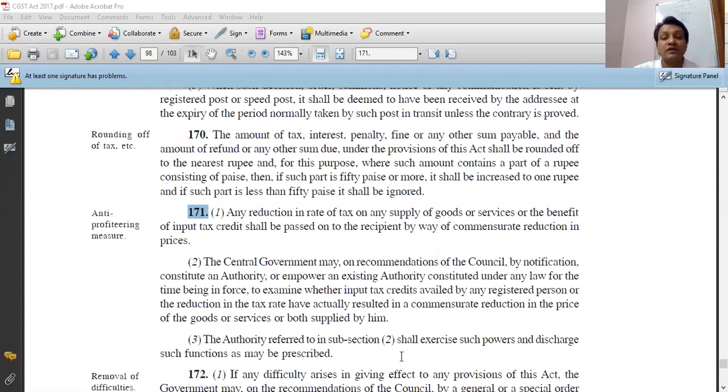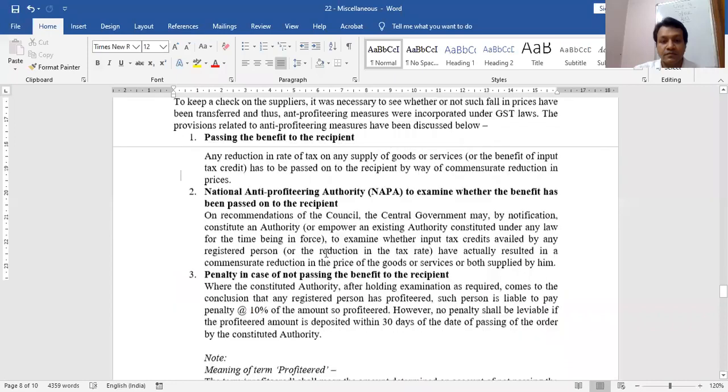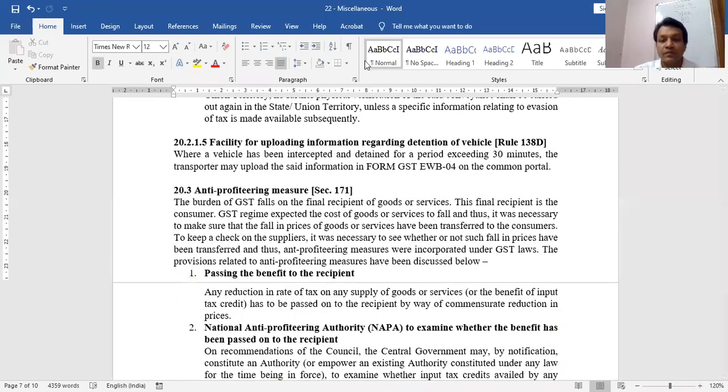So let me share with you another screen. I hope you can see this new screen. Is this new screen visible, which is in Word format? Okay, so it's visible. So this is my anti-profiteering measure. This is the topic. So we are covering basically section 171, anti-profiteering measure.